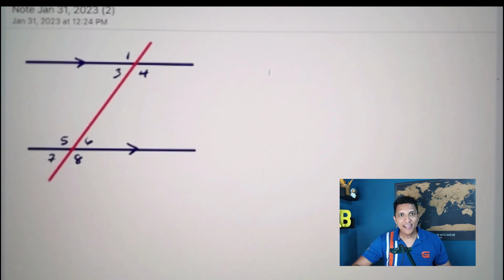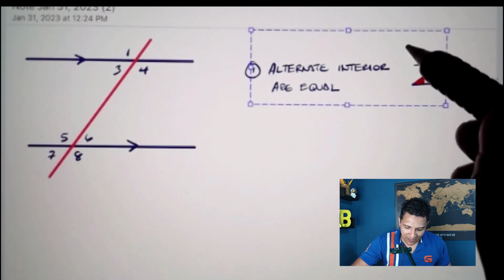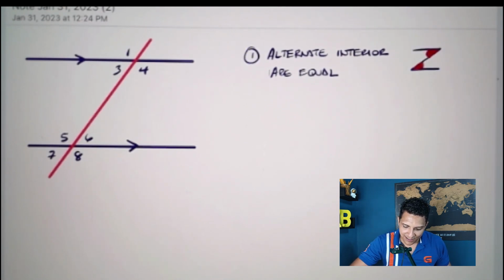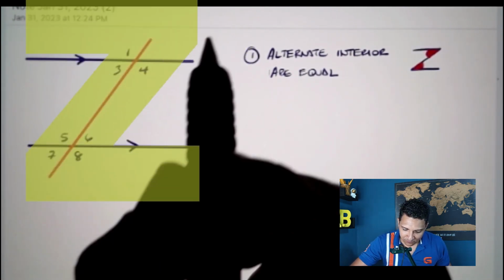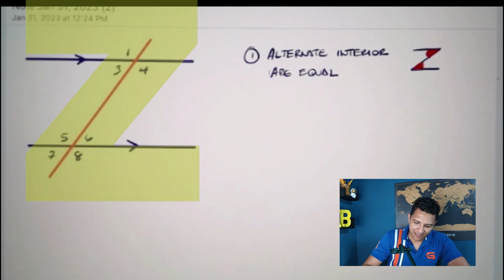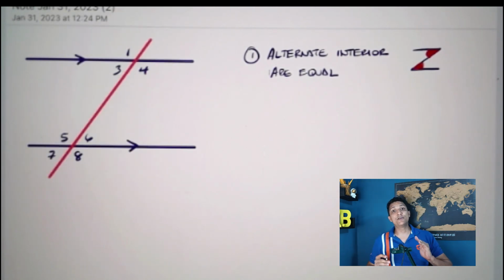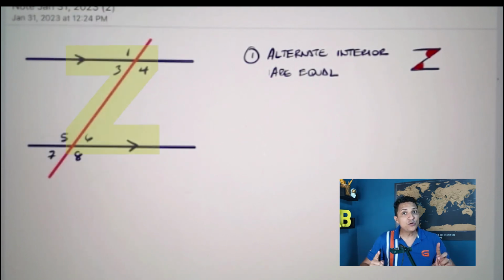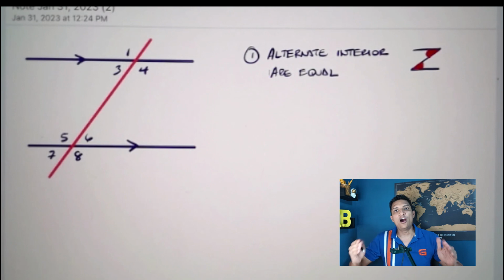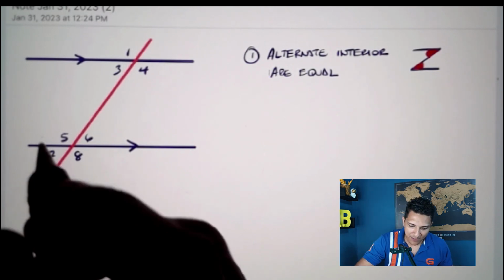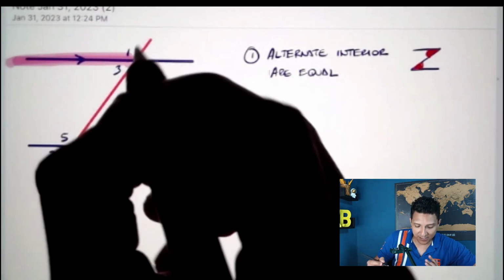The first one is called alternate interior, and the letter that represents it is the letter Z. Okay? So, alternate interiors, we are going to identify with the letter Z. What we need to know about alternate interior angles? The two angles are the same, are equal. Okay? And let's see if this works.